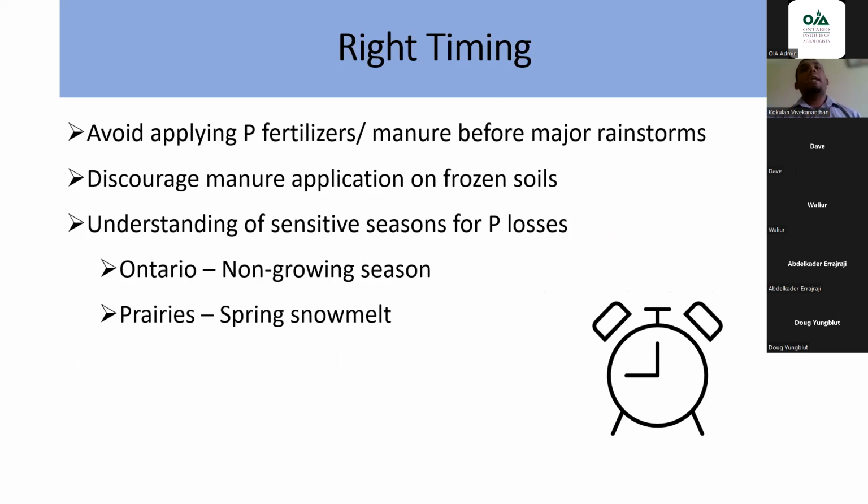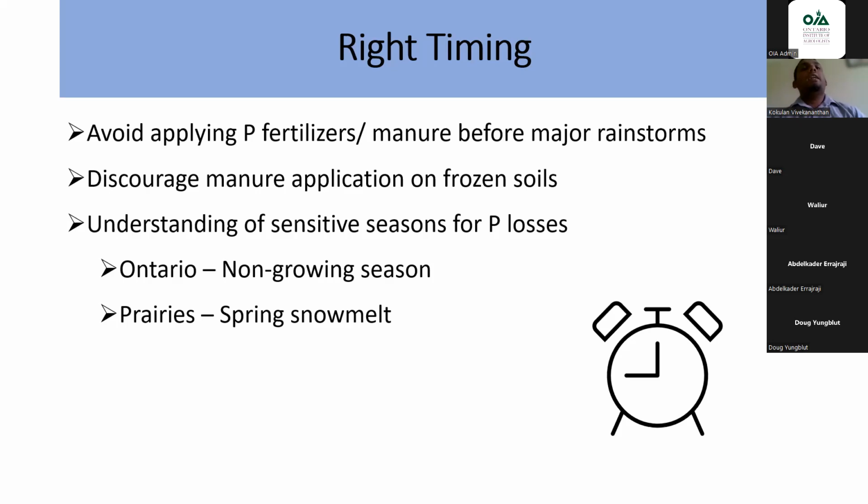So avoid applying phosphorus fertilizers or manure before major rainstorms, and also discourage manure application on frozen soils, because manure that's applied on frozen soils often just ends up in the waterways.